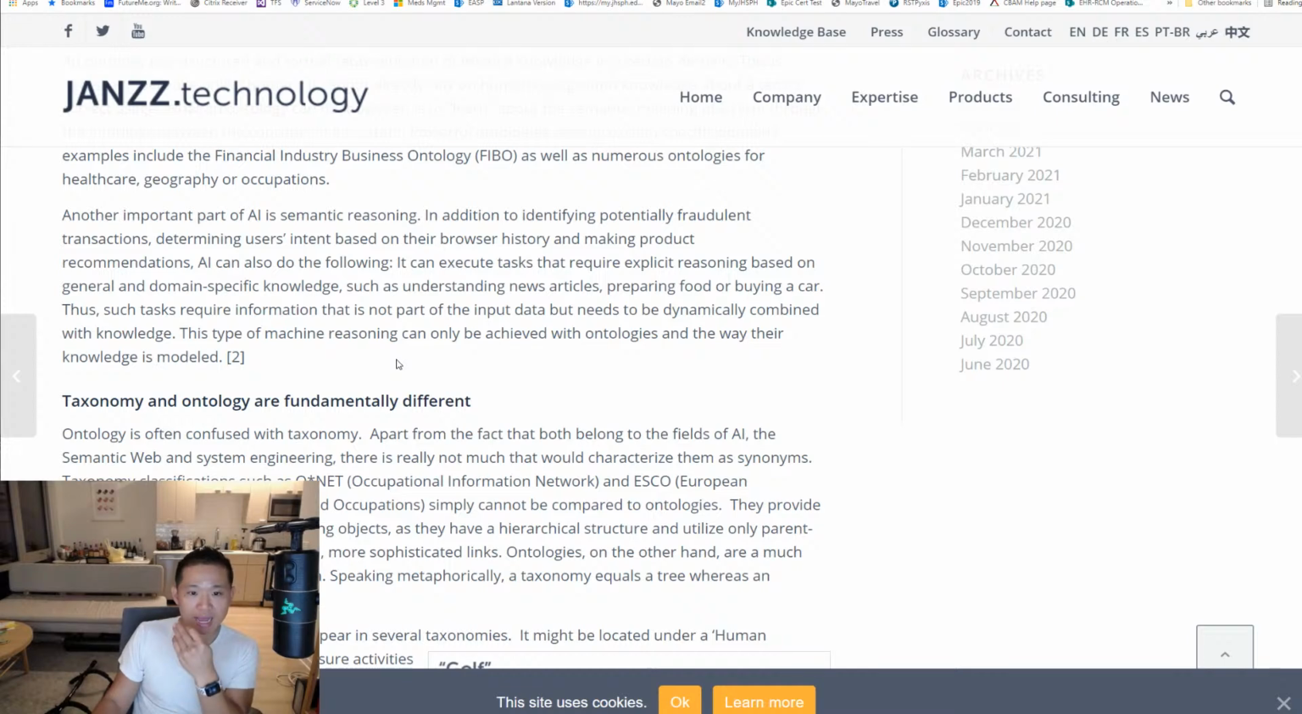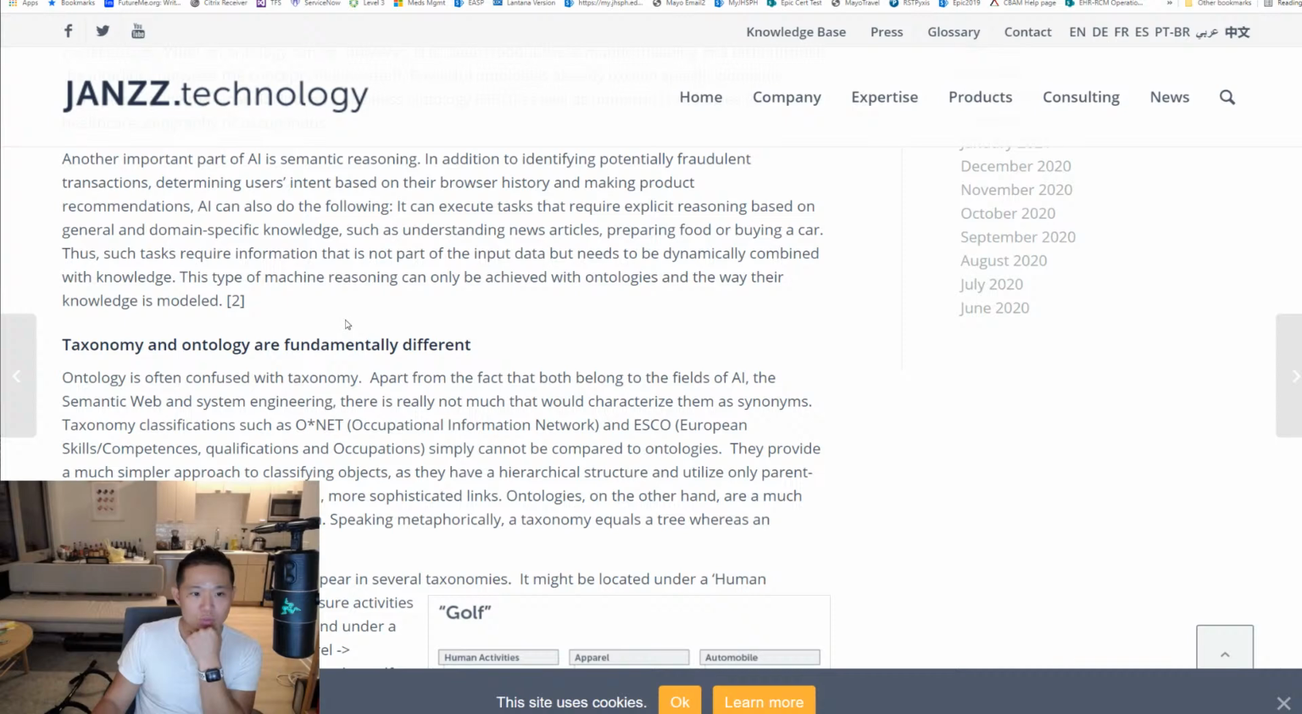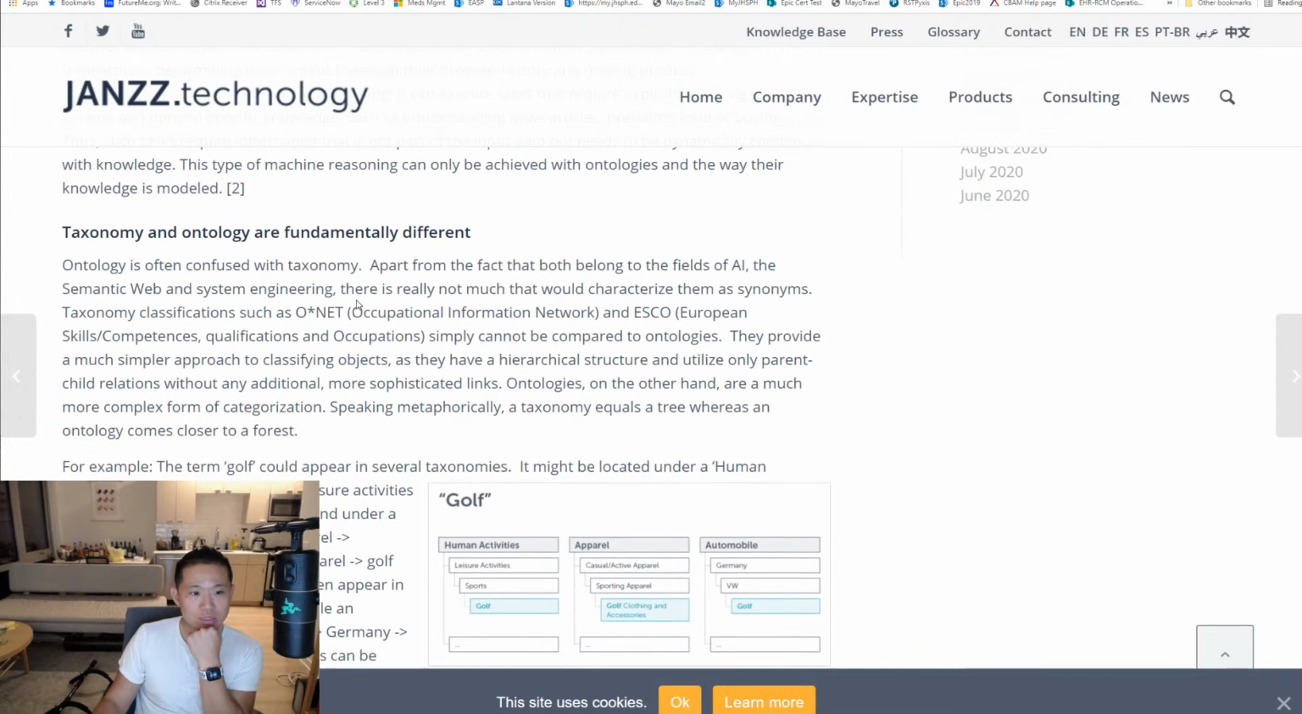It can execute tasks that require explicit reasoning based on general and domain-specific knowledge, such as understanding news articles, preparing food, or buying a car. Thus, such tasks require information that is not part of the input data, but needs to be dynamically combined with knowledge. This type of machine reasoning can only be achieved with ontologies and the way their knowledge is modeled.